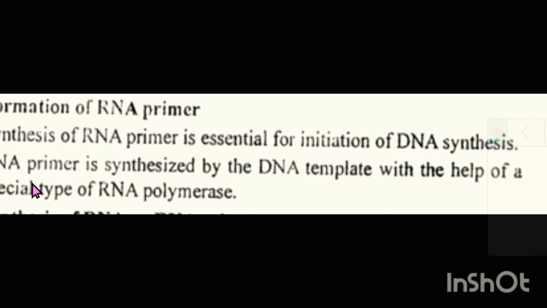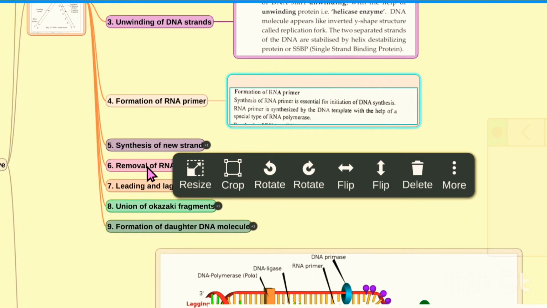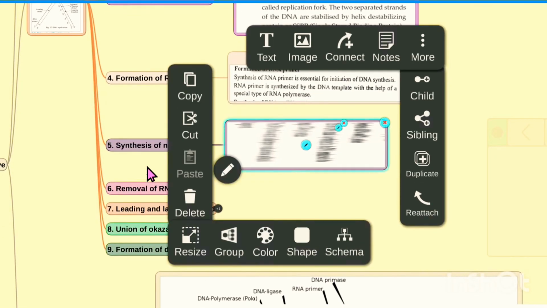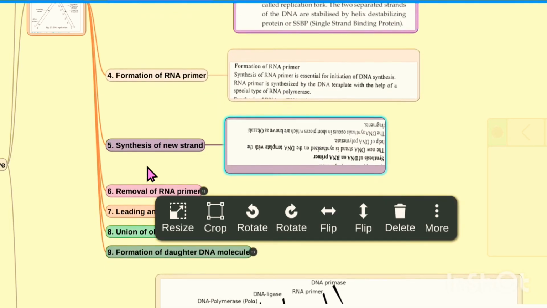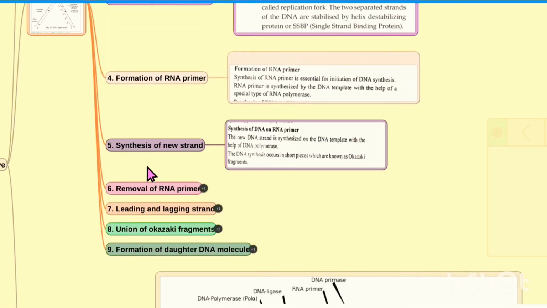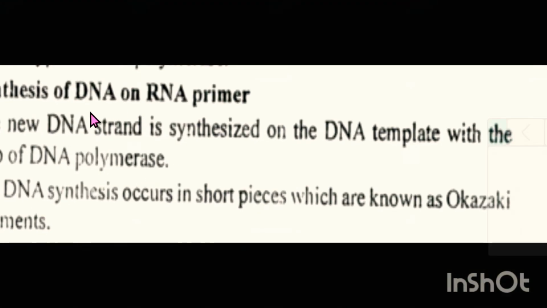The RNA primer is synthesized on the DNA template with the help of the special type of the RNA polymerase. This is also important enzyme, RNA polymerase. With the help of RNA polymerase, the RNA primers are synthesized on the DNA template. Move to the next, the synthesis of the new strand. Fifth process. Here synthesis of the new strand. See the synthesis of DNA on RNA primer.